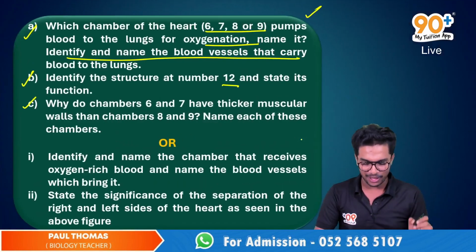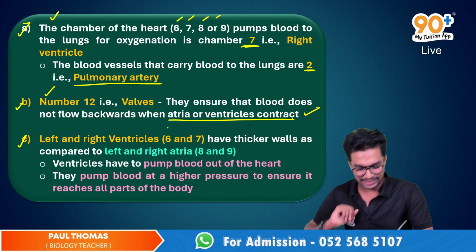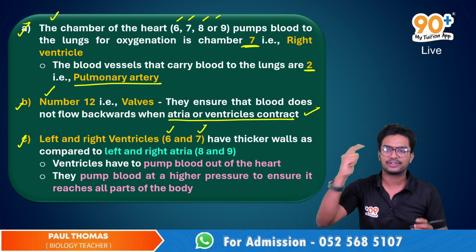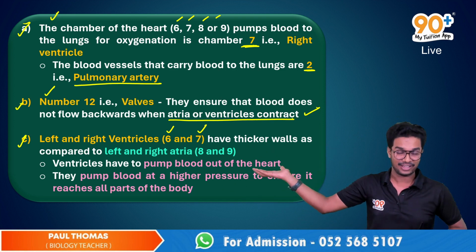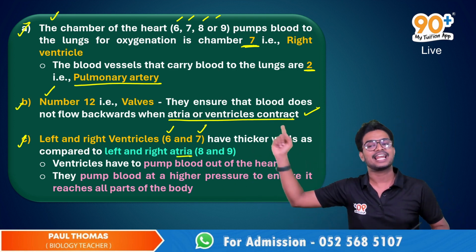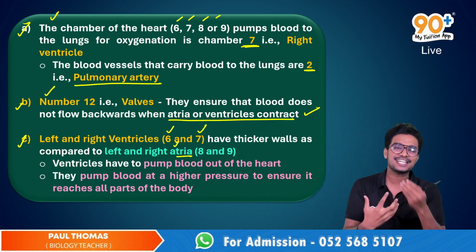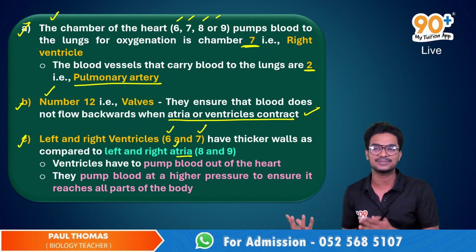And we know the point. Why? Because of the left and right ventricle. 6 represents the left ventricle and 7 represents the right ventricle respectively, and ventricles have thicker walls when compared to the atria. The 8 represents the left atrium while the 9 represents the right atrium. What is the need of the thicker walls in the ventricles compared to the atria?